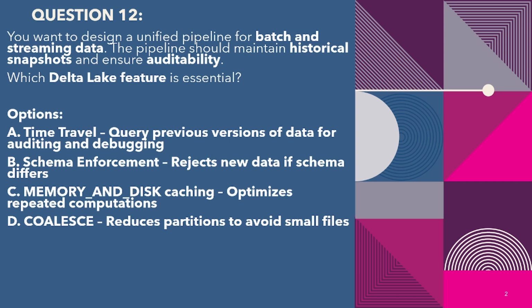You might be wondering why we even need something like this. I mean, if you already have your batch and streaming jobs running, why would historical snapshots or auditing even come into play? Let's break that down together. In any real-world data pipeline, you're not just processing data and then forgetting about it. You often need to answer questions like, what did my data look like yesterday? Or, can I reproduce the results of an experiment I ran 2 weeks ago? And that's where Delta Lake really shines.